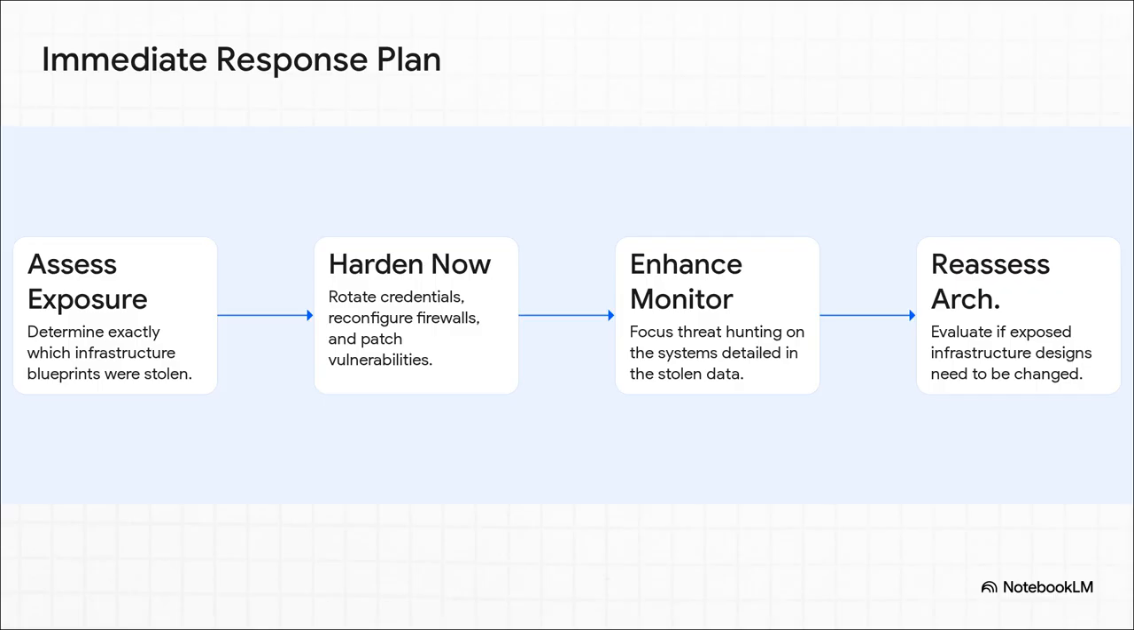Your response needs to be fast, and it needs to be methodical. Step 1, figure out exactly what was stolen. Assess the exposure. Step 2, based on that, you harden everything immediately. That means rotating credentials, reconfiguring firewalls, patching anything mentioned in those documents. Step 3, you ramp up your monitoring, focusing your best threat hunters on the systems you know the attackers are now targeting. And finally, step 4, you have to ask the really hard question. Is our whole design compromised? Do we need to fundamentally change it?